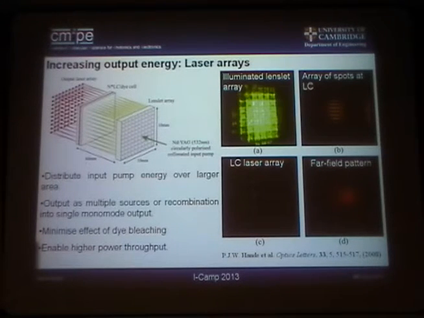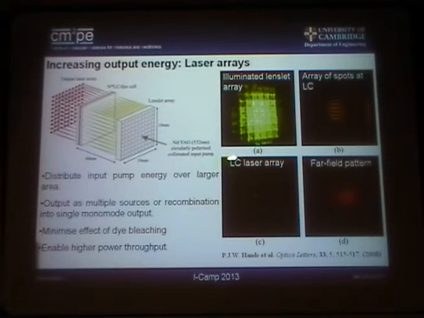Another way, which is what we decided to try at the time, was, rather than having one spot that was bleaching where we want to put a lot of energy in, we split it into lots of spots. So we create a lens array approach, a laser array. And this approach was actually done in VCSELs, vertical cavity surface emitting lasers, as a way of improving the output power, so getting much higher powers than you could get normally.